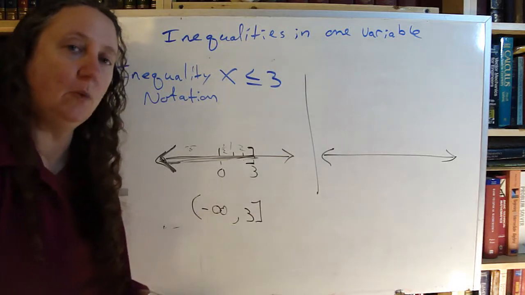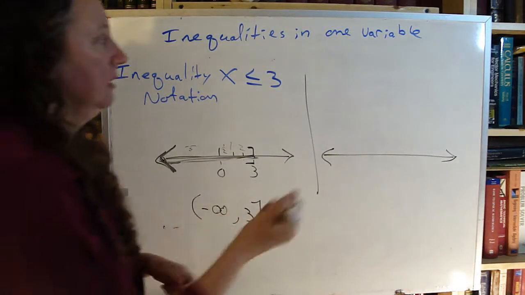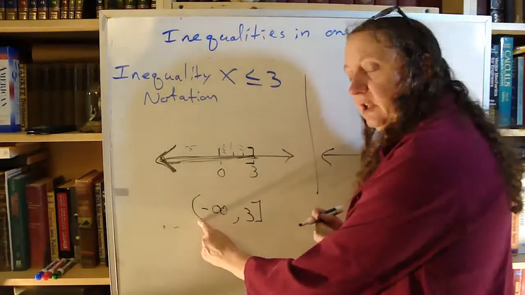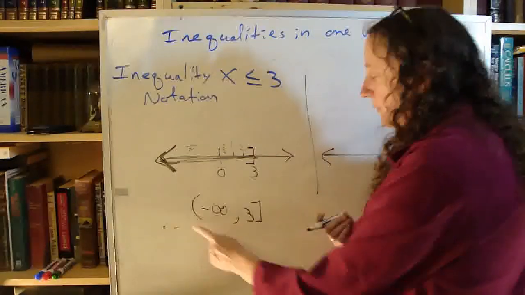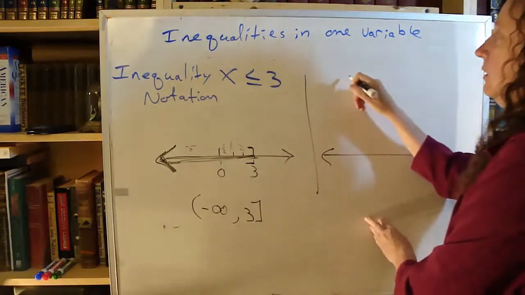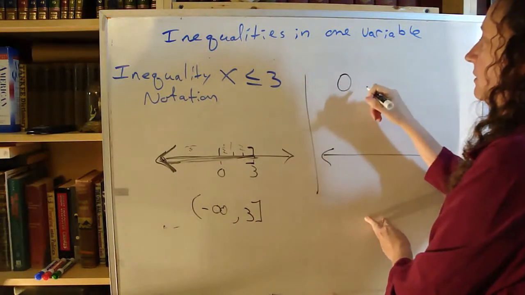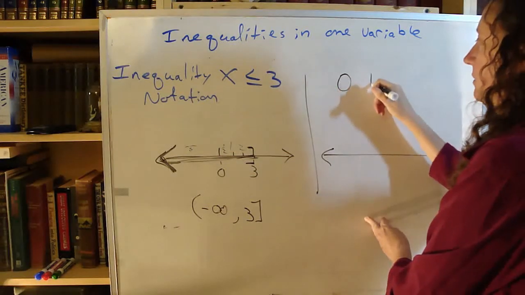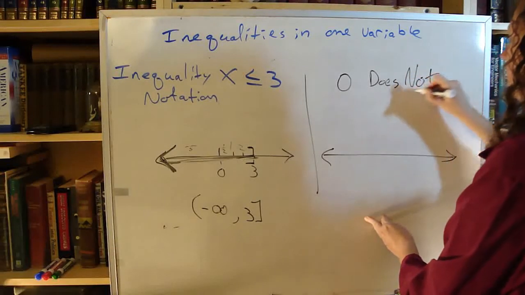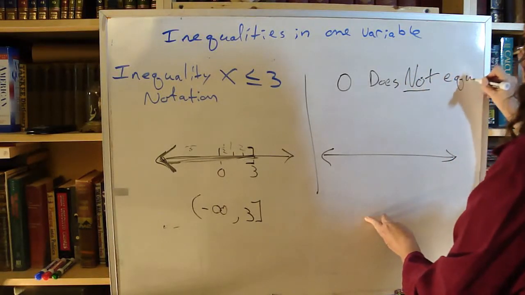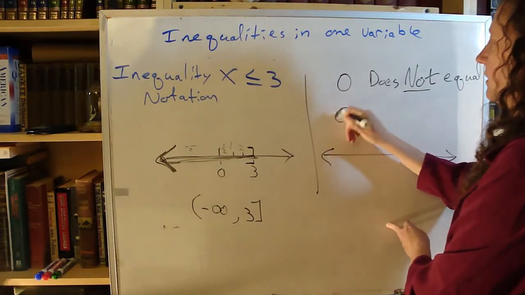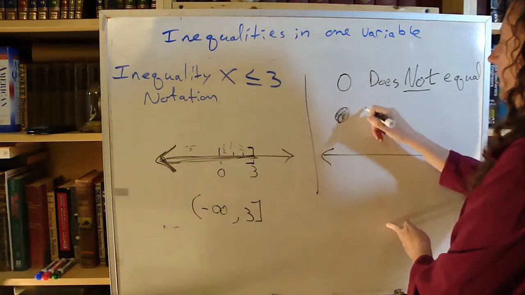Over here, there's a different way of writing it. Instead of using the parentheses to say that it does not equal, and the bracket to say that it does equal, you can use an open dot to say that it does not equal, and a closed dot to say it does equal.